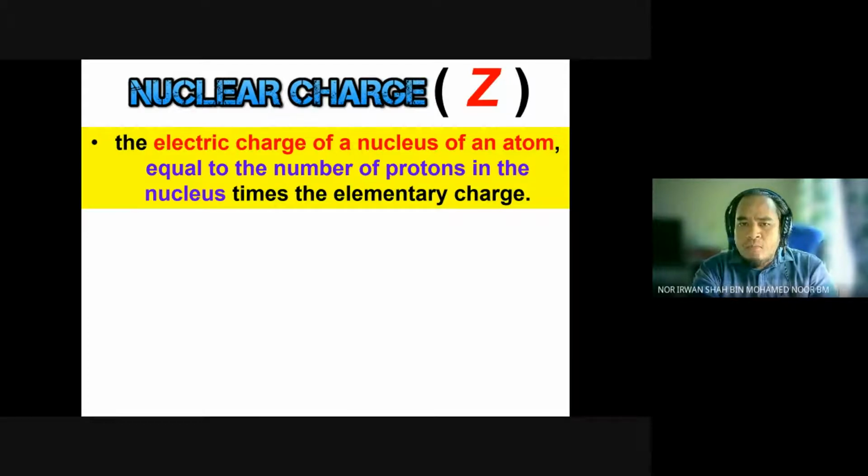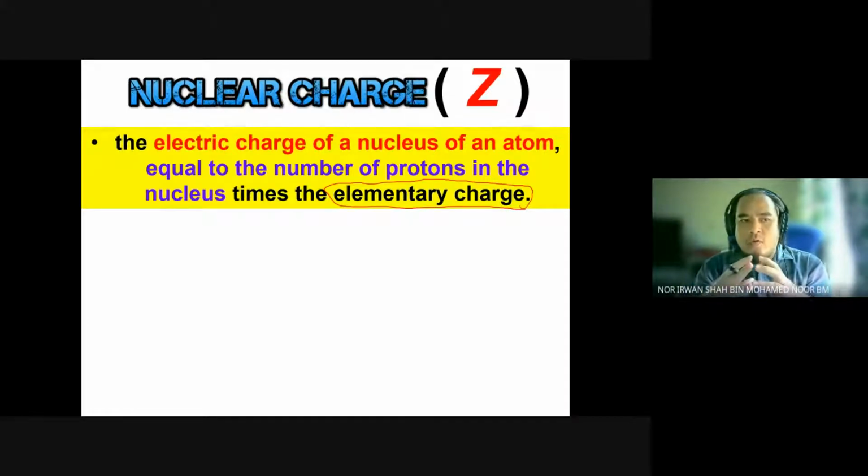Right. Mungkin ada yang confused. Sir, apa itu elementary charge? Okay, dia macam ni guys. Contohnya macam kita tahu, elektron, dia punya charge dia apa? -1 kan? Itu the elementary charge of electron. Tapi kalau proton, what is the elementary charge of proton? Satu proton berapa dia punya charge? +1. So that is what we call as elementary charge. Jadi kalau yang dikatakan nuclear charge ni guys, dia adalah electric charge of a nucleus of an atom.